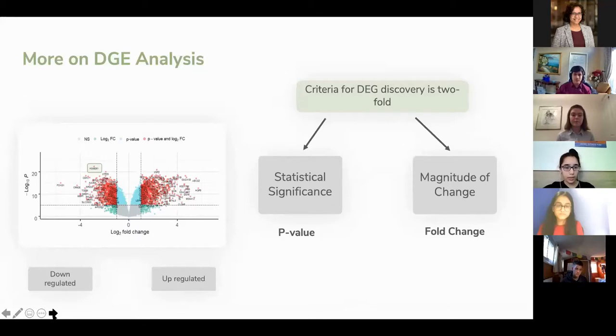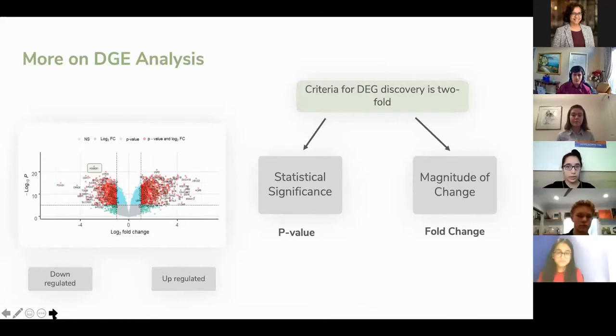A volcano plot is a type of scatter plot that shows statistical significance, or p-value, versus the magnitude of change, or fold change. It enables quick visual identification of genes with large fold changes that are also statistically significant. These are likely the most biologically significant genes. As an example, the highlighted gene HOMER1 is down-regulated and statistically significant, so it is a gene of interest in our research.